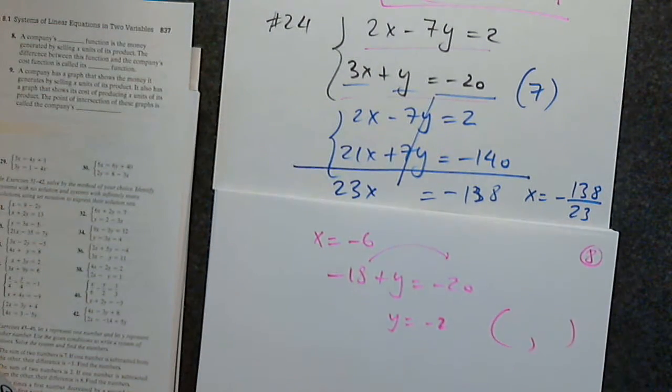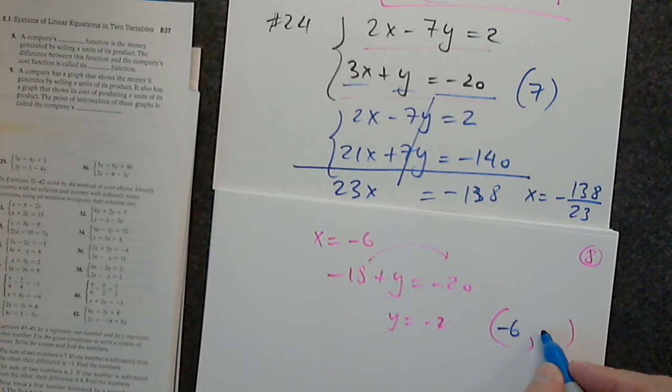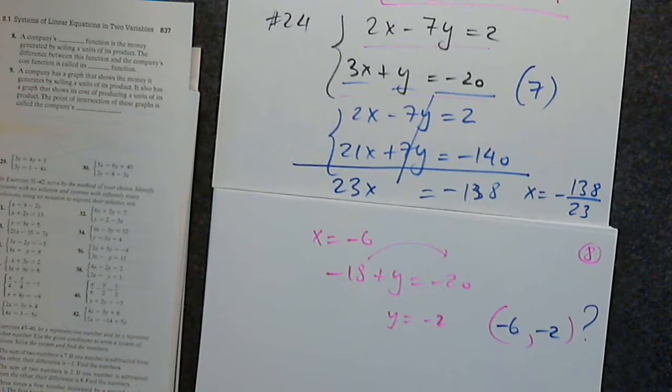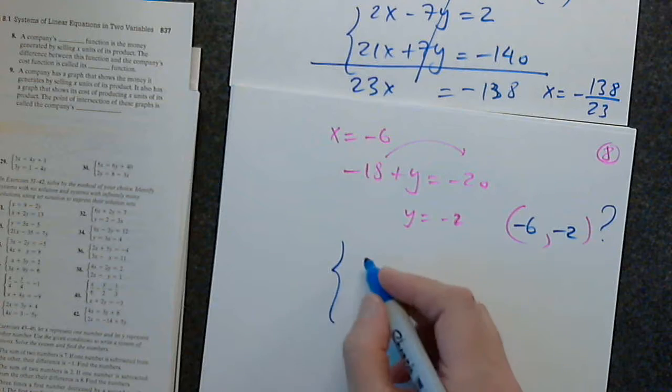So then it appears, not guaranteed, it appears that the solution is negative 6, comma, what? What is the solution? Very good. We all see that. It comes with a question mark because I haven't checked yet. I'm going to copy the system one more time.